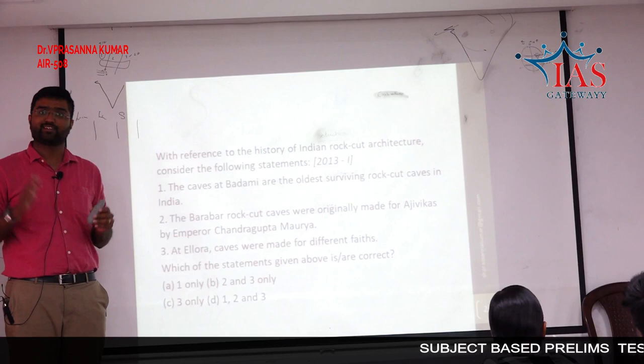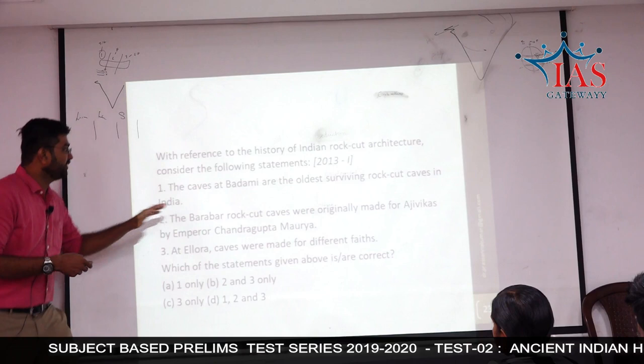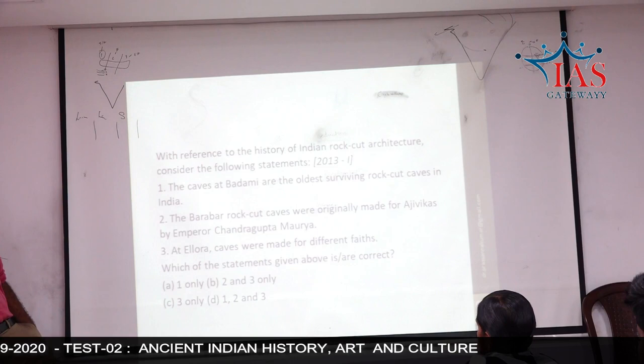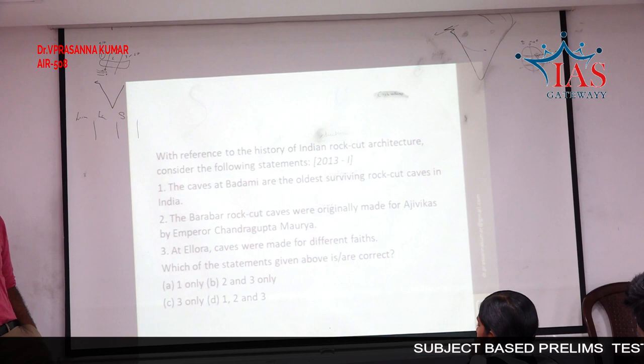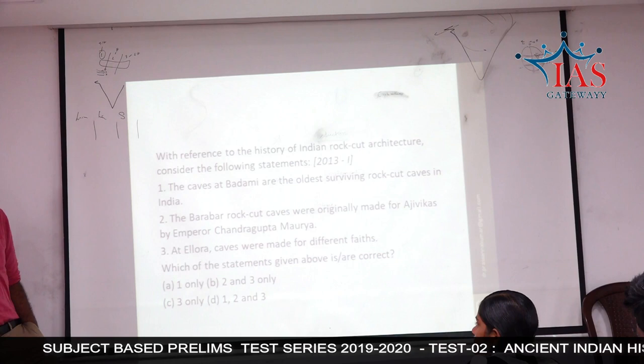So here the first statement is wrong definitely. See the second statement, the Barabar rock caves were originally made for Ajivikas, correct? By Ashoka, very beautiful. So second statement is wrong. So third, Ellora caves were made for different faiths, that is true. Which faiths are in Ellora? Hinduism, Buddhism, Jainism. Ajanta? Only Buddhism, not mainly, only Buddhism.